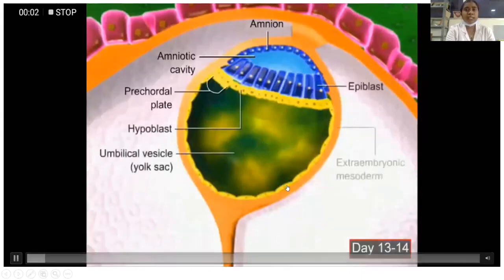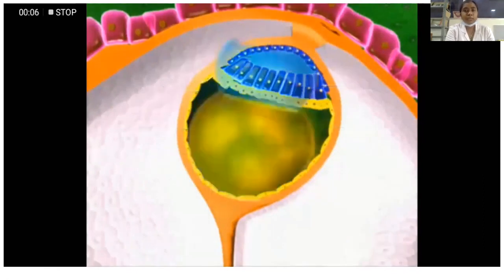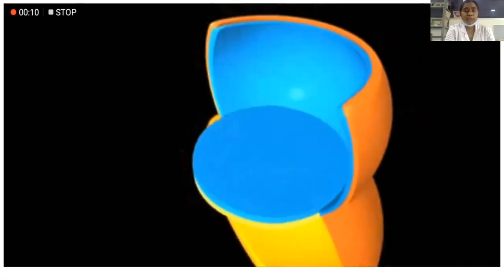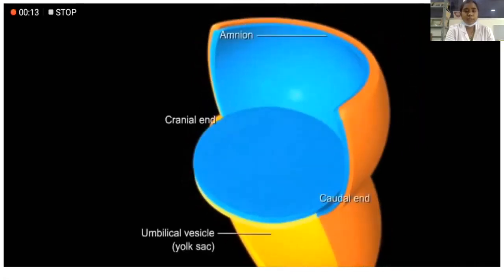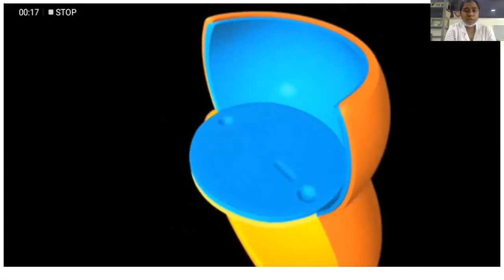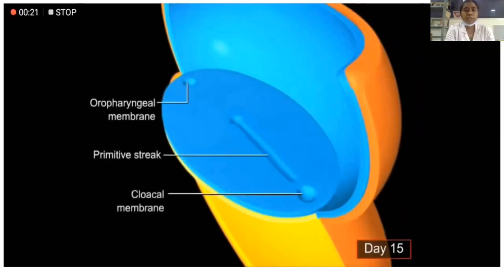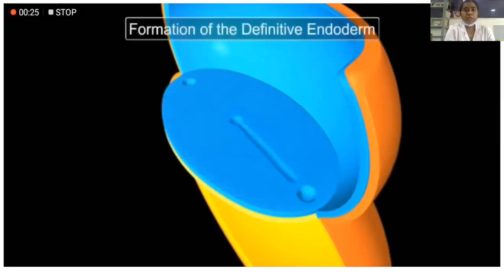So you can see the amniotic cavity, epiblast, extraembryonic mesoderm. Here the precordal plate is developed. The cranial end, the caudal end, oropharyngeal membrane, primitive streak, and cloacal membrane. Formation of the definitive endoderm starts here.